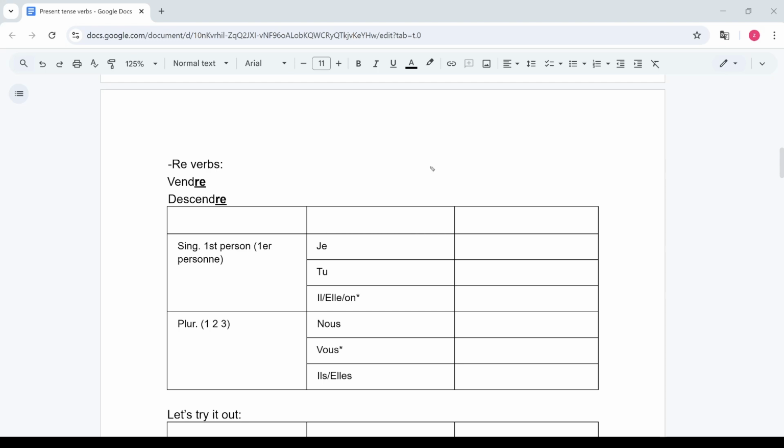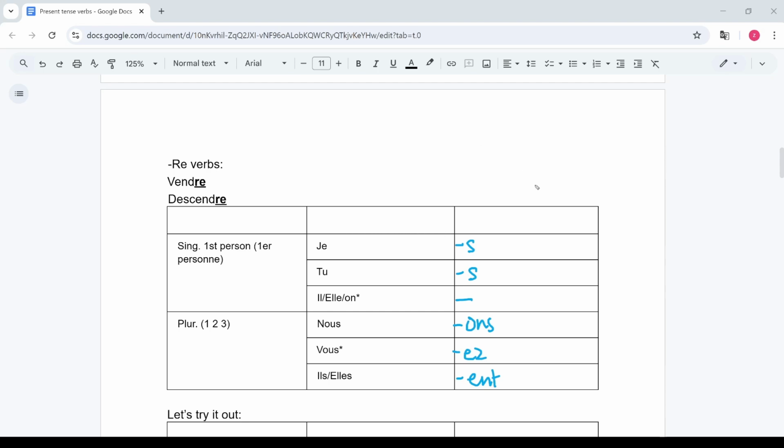We are going to then remove the endings, and we are going to add our new endings depending on the subject. And so, for example, for je, we add an S. Tu, we add an S. For il, elle, on, we add nothing. So just take it off and then don't add anything else. Nous, ONS, vous, EZ, and ils, elles, pluriel, ENT. You'll notice this is very, very similar to the ER verb group.